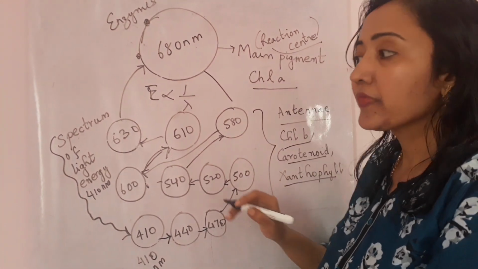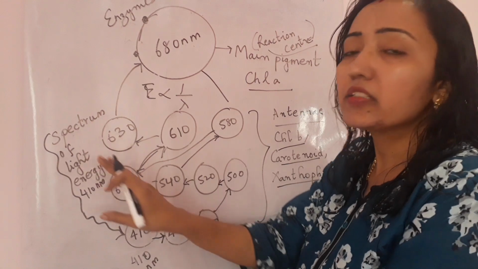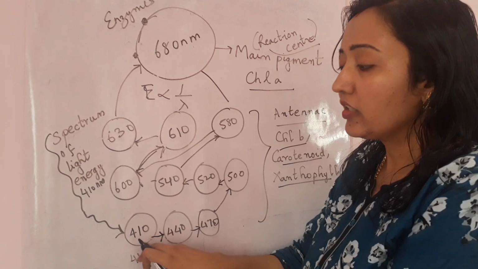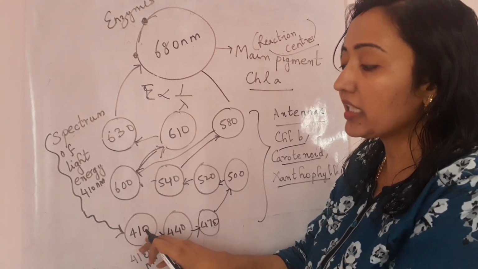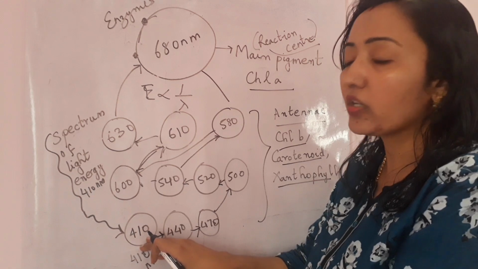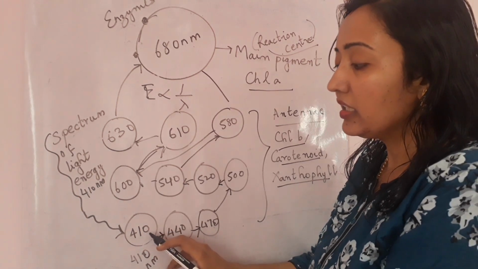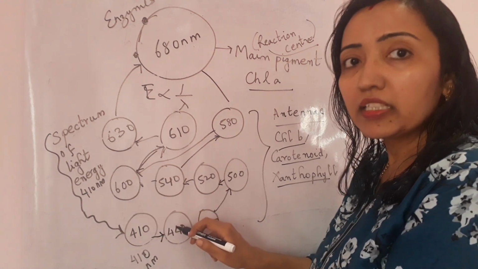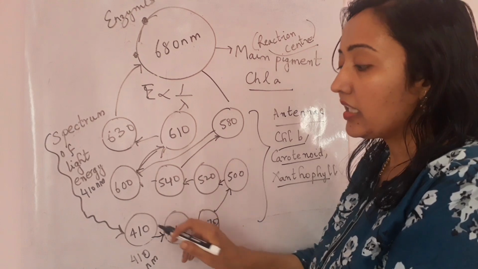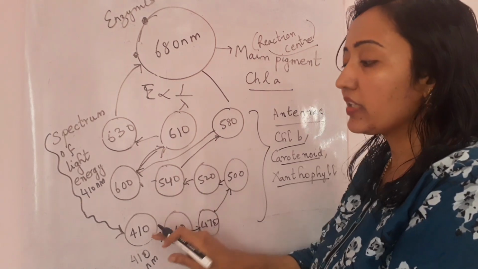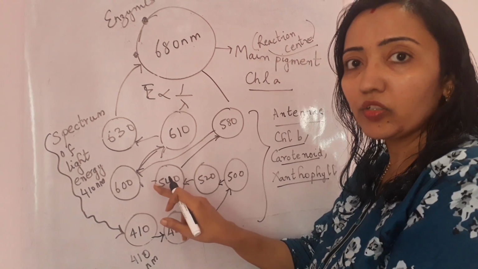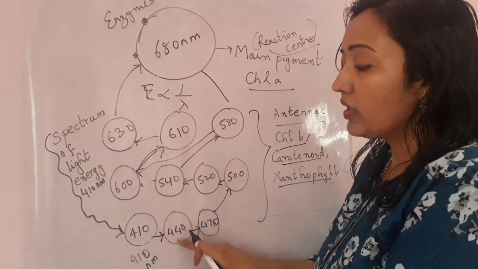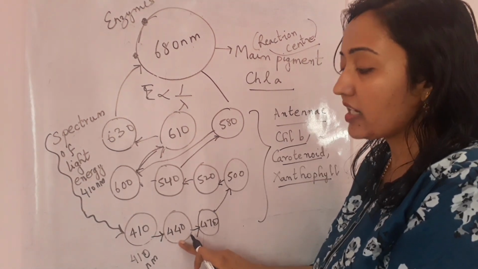So what is happening here? First of all, light is falling. When light energy is falling, it is absorbed by a pigment at 410 nanometer. This pigment can absorb light energy at a fixed wavelength, which is 410 nanometer. From here, the electron gets excited, it comes back and it gets transferred to another pigment at higher wavelength. Now, energy is getting decreased, because whenever a pigment excites an electron, the energy released is always less than the energy absorbed. So it gets transferred to another pigment which has more wavelength.